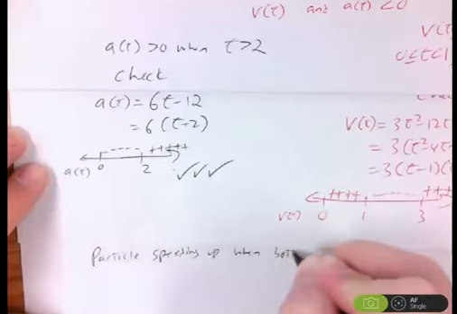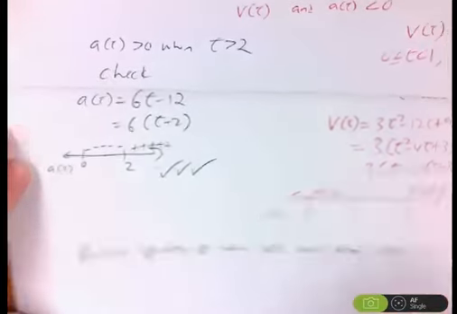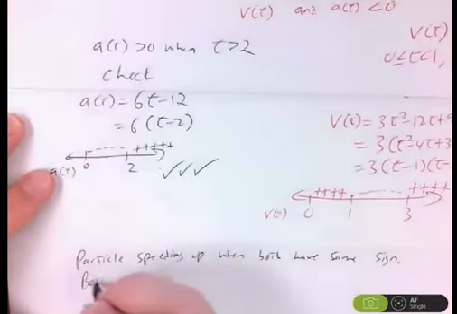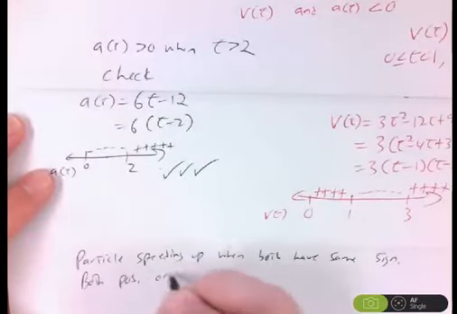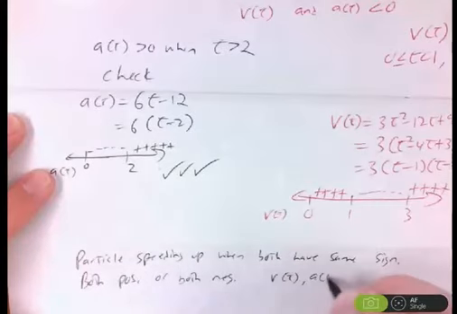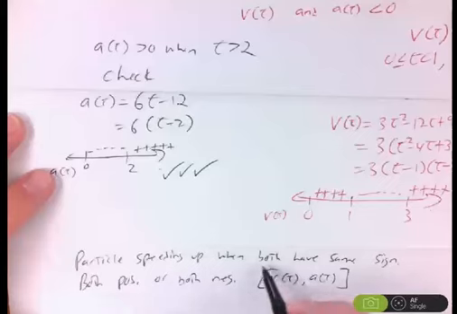So the particle's speeding up when both are the same sign, right? Yep. So it looks like what? Between 1 and 2, they're both negative, and then after 3, they're both positive. That's what it looks like from the number lines. So that's what I meant by both, velocity and acceleration. That's not like a coordinate.